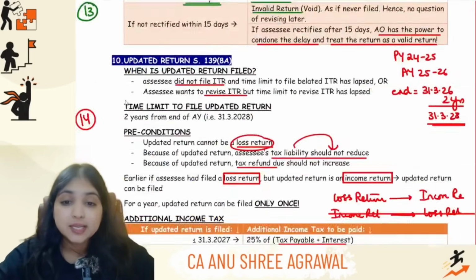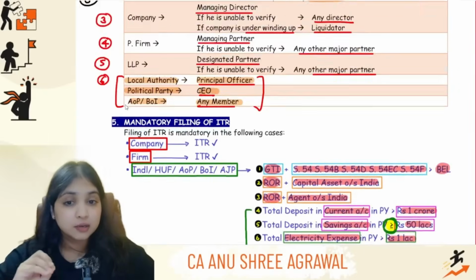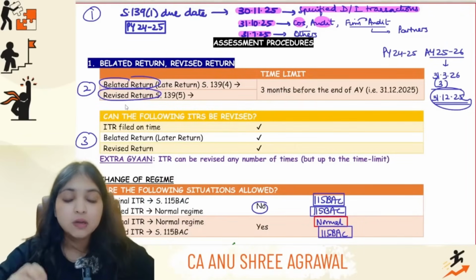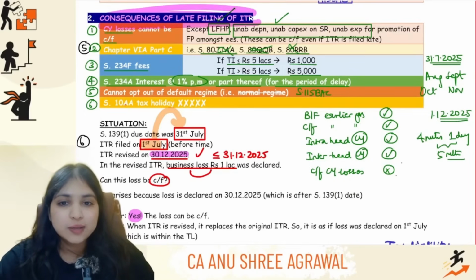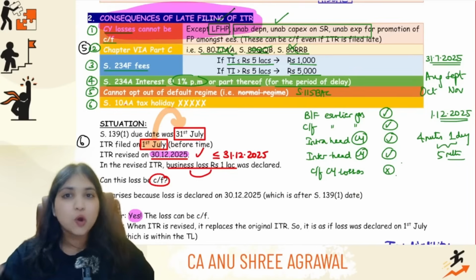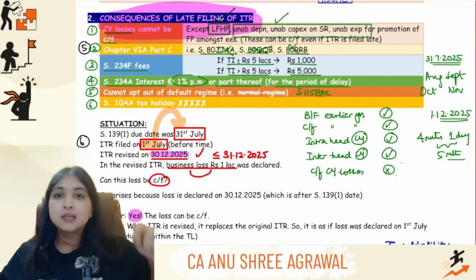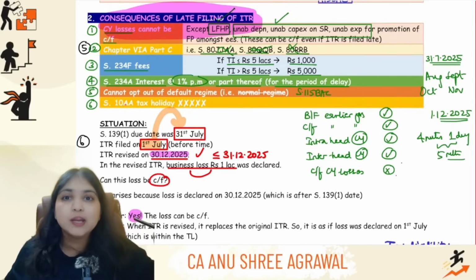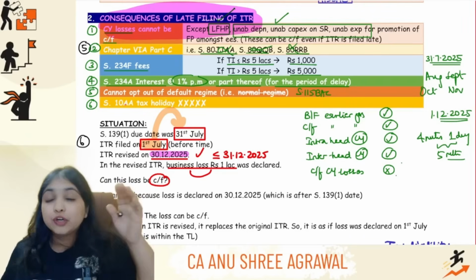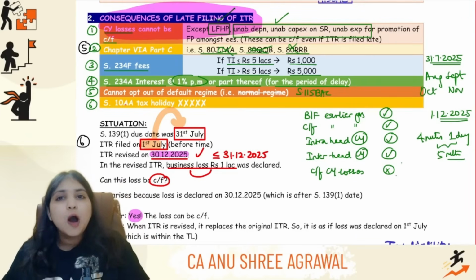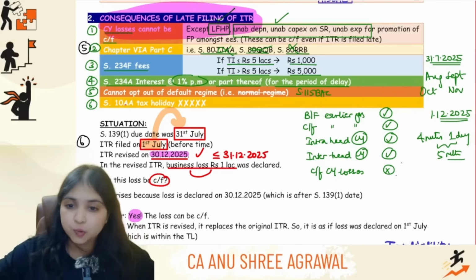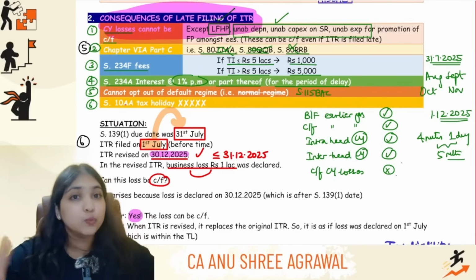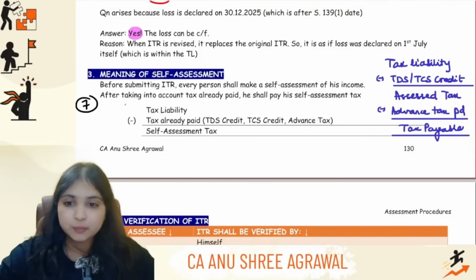Alright guys, so these were all your concepts from your returns of income chapter. The most crucial points over here being, number 1, what are the consequences if you file your income tax return late? 6 consequences we saw. You can't carry forward current year losses. Chapter 6A part C you cannot enjoy. 234F fees. Then 234A interest. You cannot opt out of default regime. You will have to file your return as per default regime only. And 10AA tax holiday you will not get.